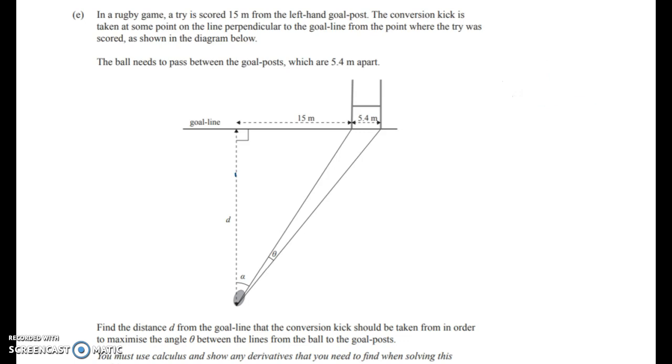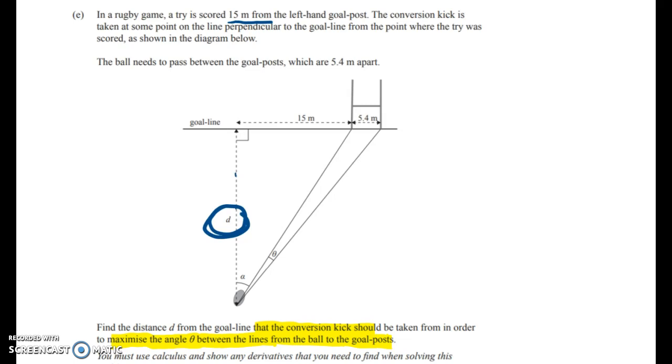What we've got here is a really lovely diagram, and if we use the diagram well, this question is doable. We're told that we've got a rugby game, and a try is being scored 15 metres from the left-hand goalpost, and they have to take a conversion kick. So the choice here is about how far back the player goes. We have to choose D so that the conversion kick maximises the angle theta between the lines from the ball to the goalposts.